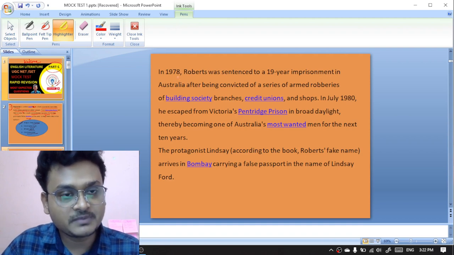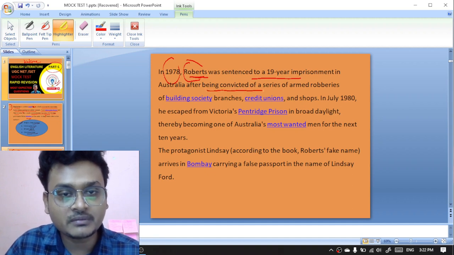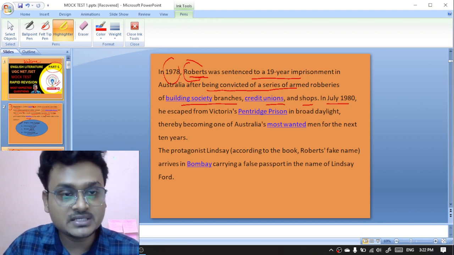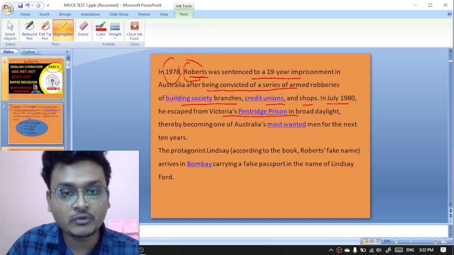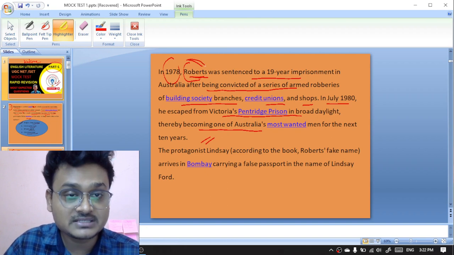Now look at this explanation. In 1978 Roberts was sentenced to 19 years' imprisonment in Australia after being convicted of a series of armed robberies of building society branches, credit unions and shops. In July 1980, he escaped from Victoria's Pentridge prison in broad daylight, thereby becoming one of Australia's most wanted men for the next 10 years. So Roberts is the protagonist here.